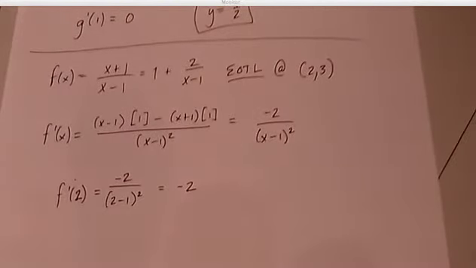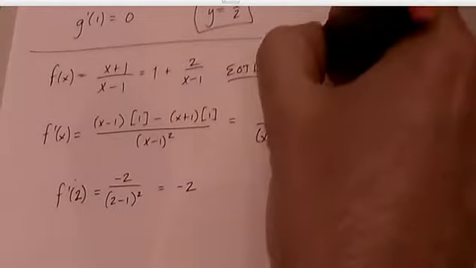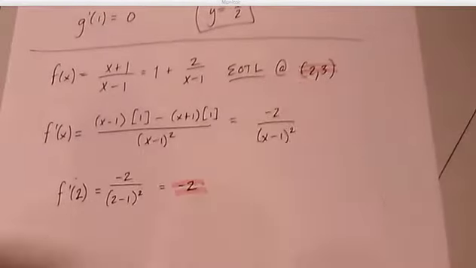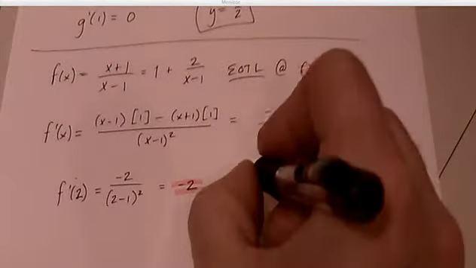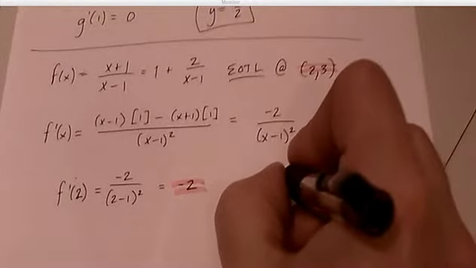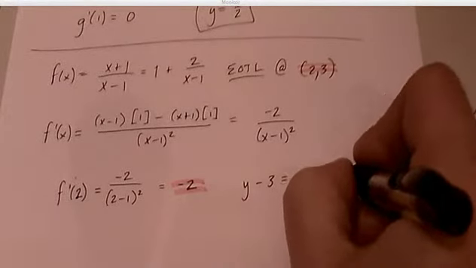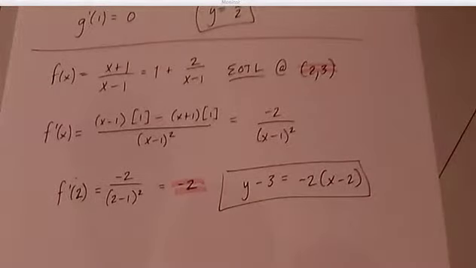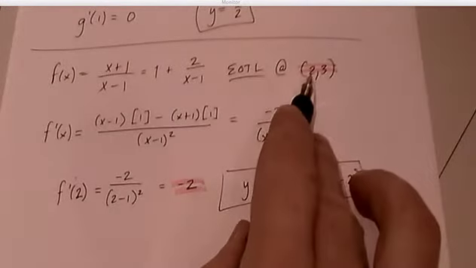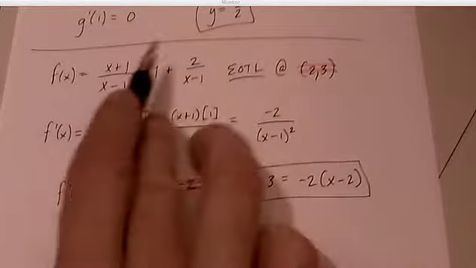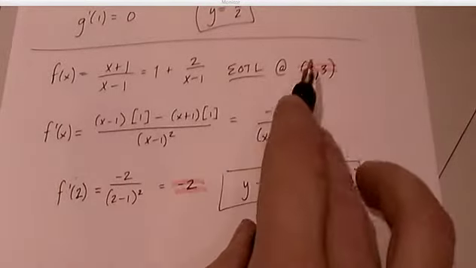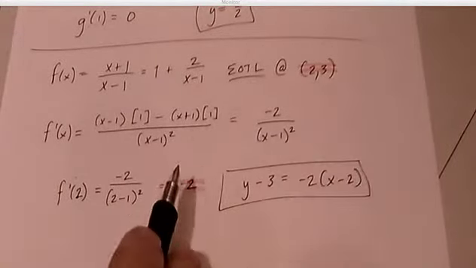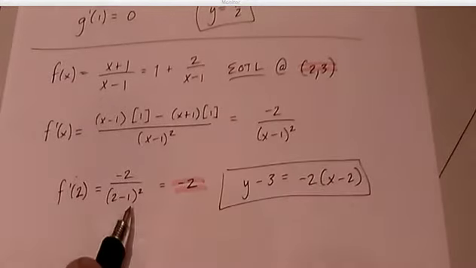So I wind up with negative 2. So I have point-slope, and I know that y minus y1 equals m times x minus x1. It is really as easy as that. The point at which the line is tangent to the curve is your x1, y1, and the slope at that point is the slope of the line.